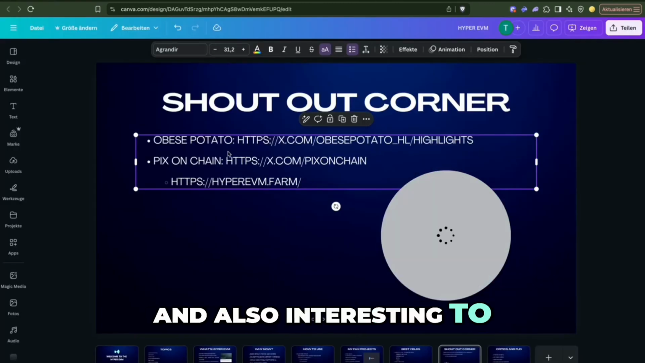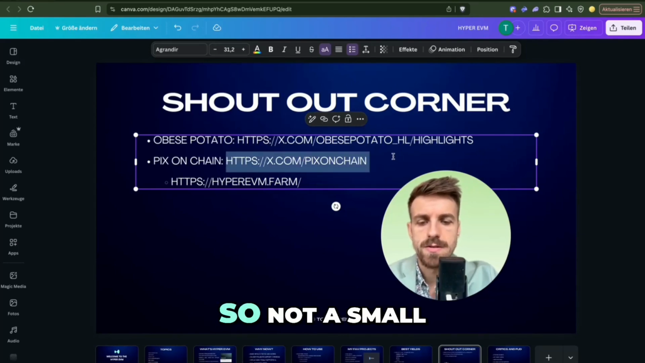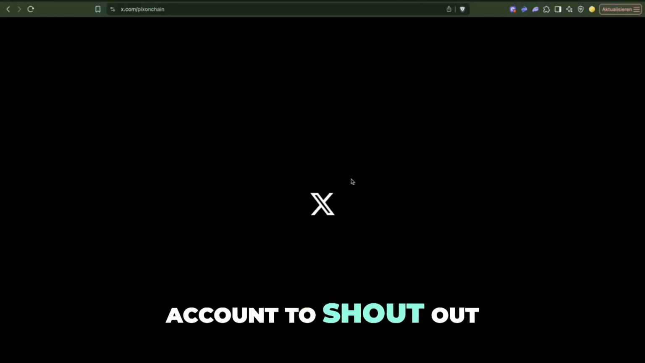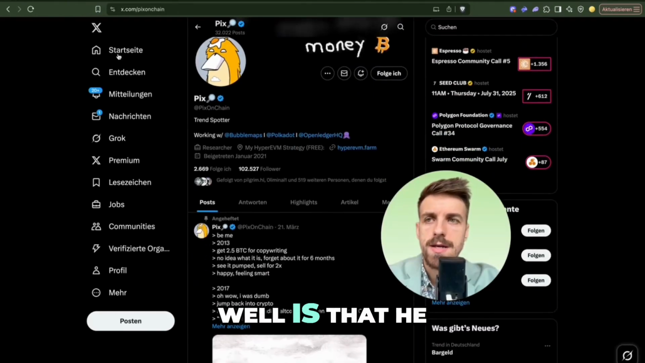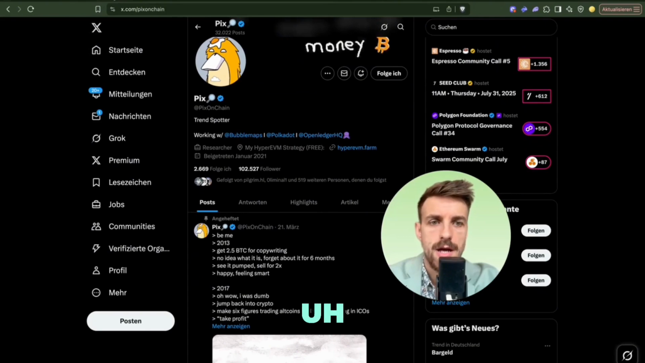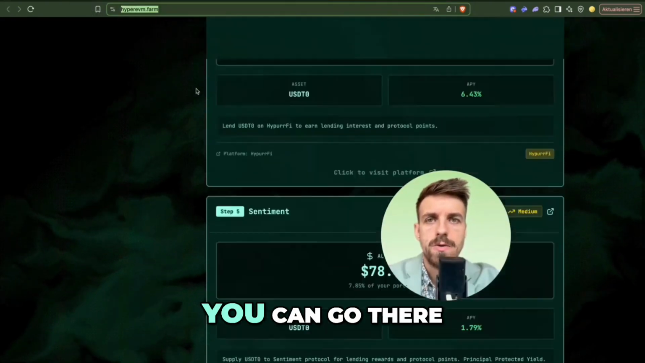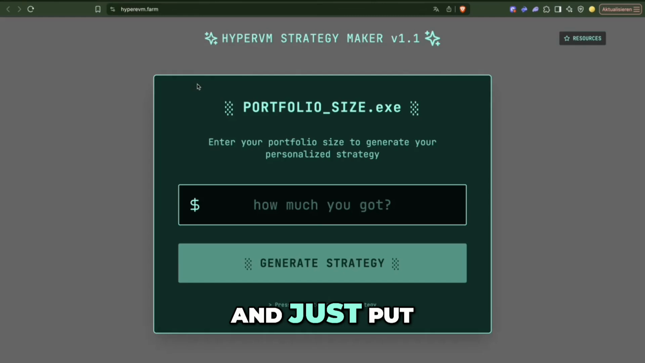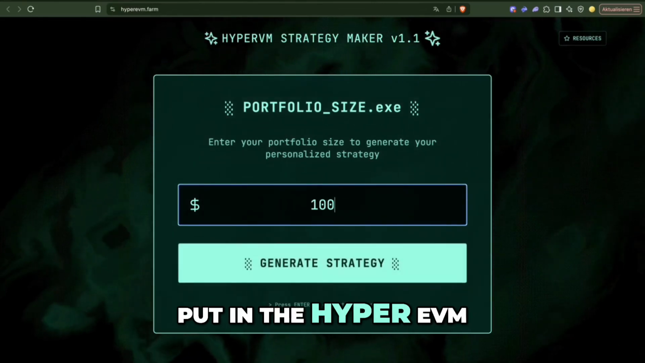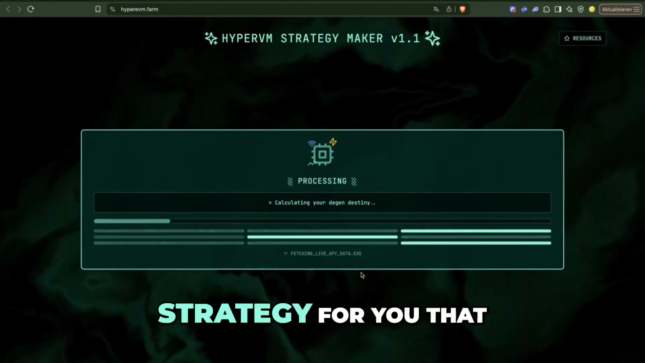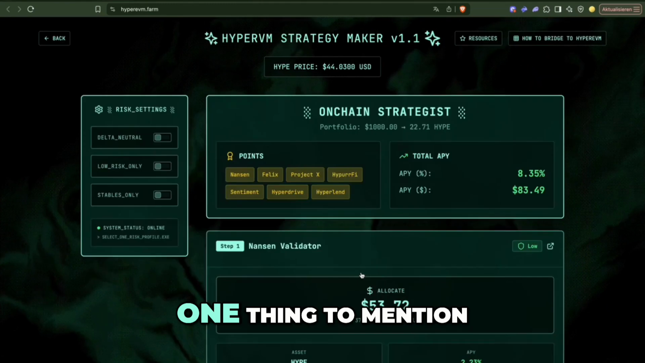And also interesting to share with pics on chain. I mean, he's quite big, so not a small account to shout out. But why I want to shout out him as well is that he did this nice website called HyperEVM.farm. You can go there and just put like how much money you want to put in the HyperEVM, and it generates a strategy for you that you could follow.